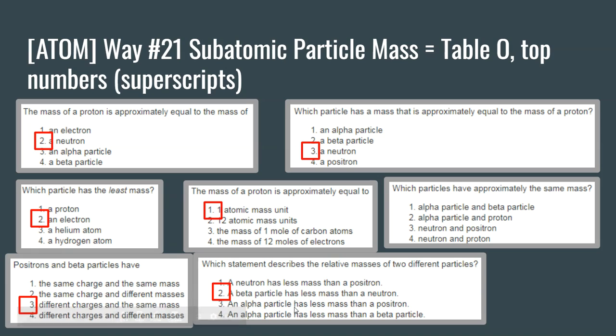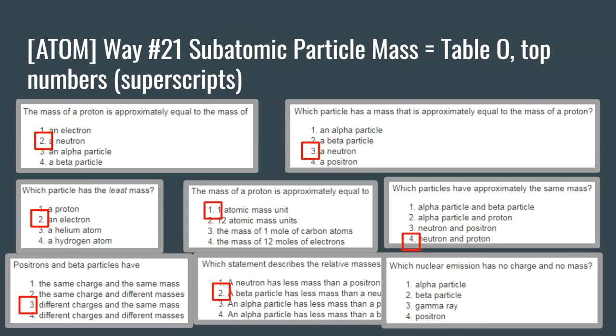Which particles have approximately the same mass? Once again, if you use Table O, this problem becomes much simpler. If you look up a neutron and proton, you find that they both have a mass of 1. Therefore, the answer choice is 4.